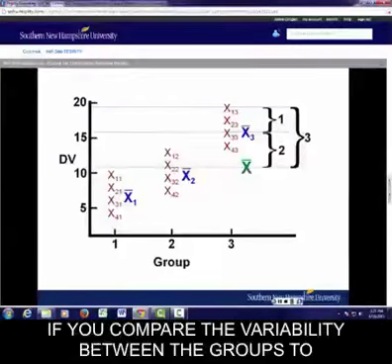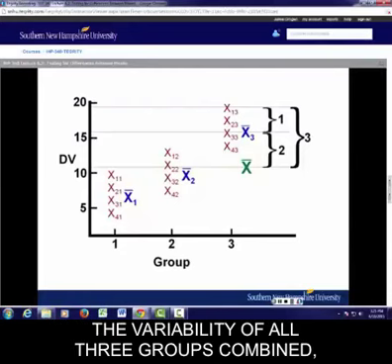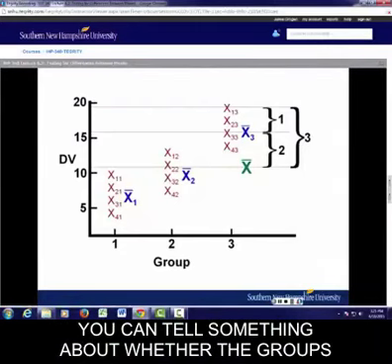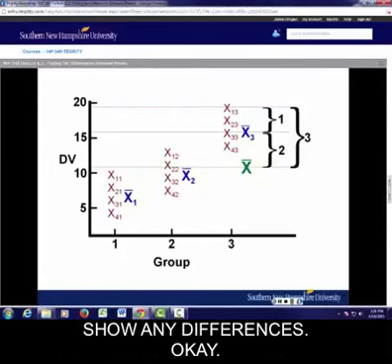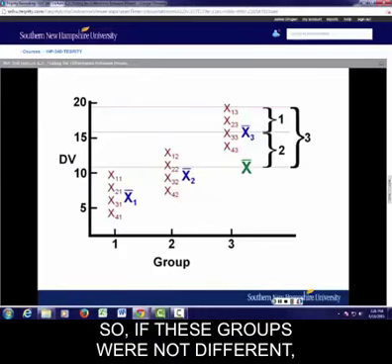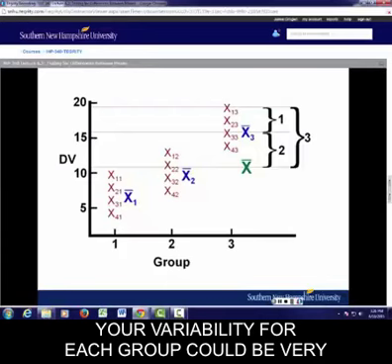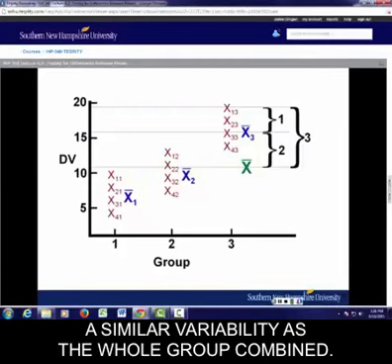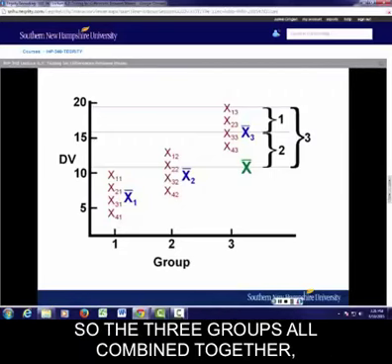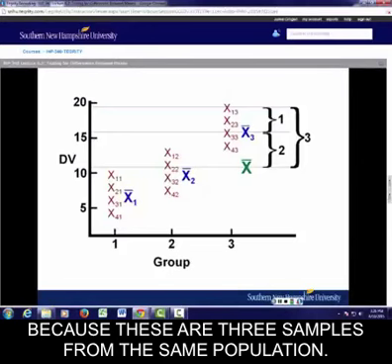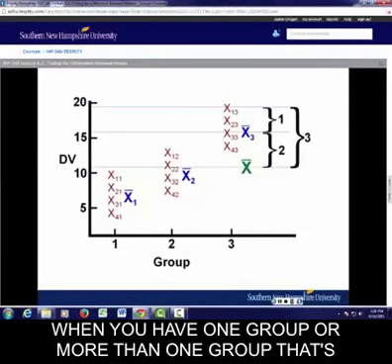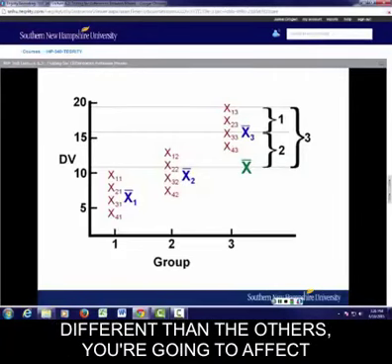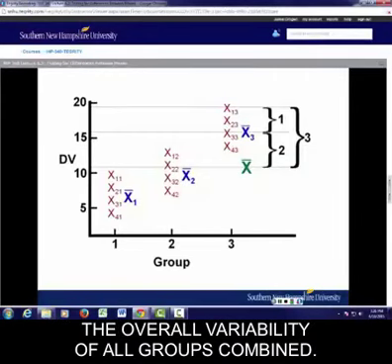If you compare the variability between the groups to the variability of all 3 groups combined, you can tell something about whether the groups show any differences. If these groups were not different, your variability for each group would be very similar to the variability of the whole group combined, because these are 3 samples from the same population. When one or more groups are different from the others, you're going to affect the overall variability of all groups combined.